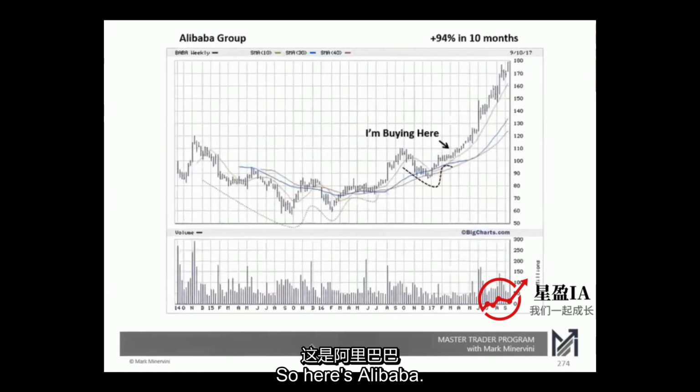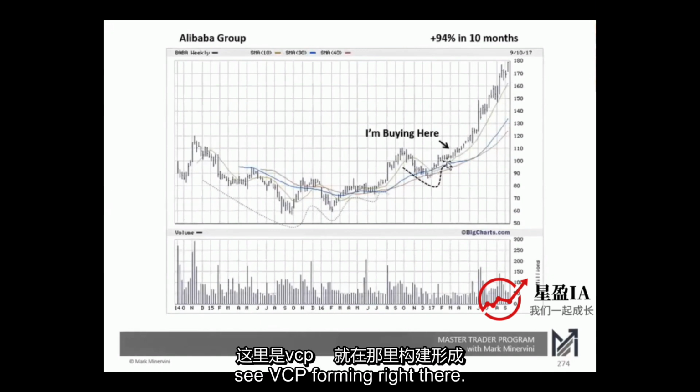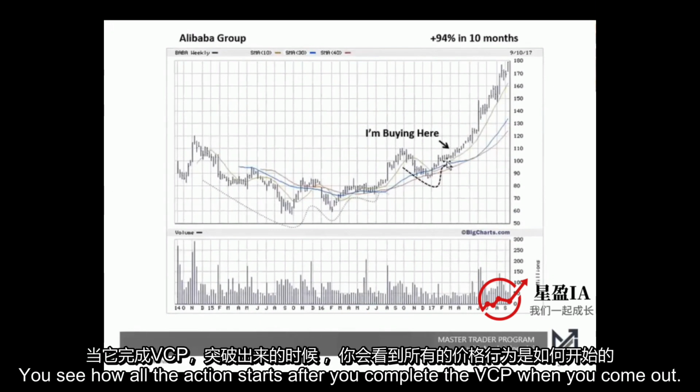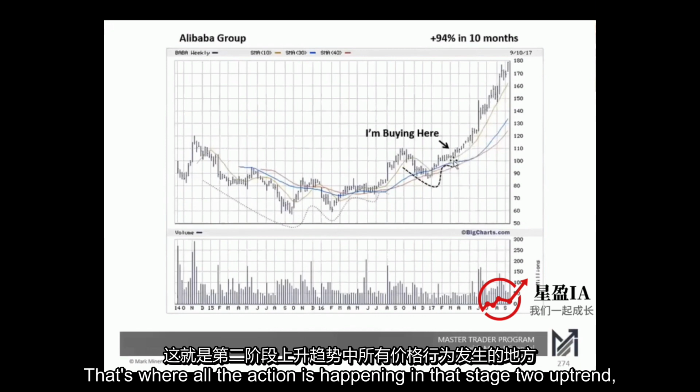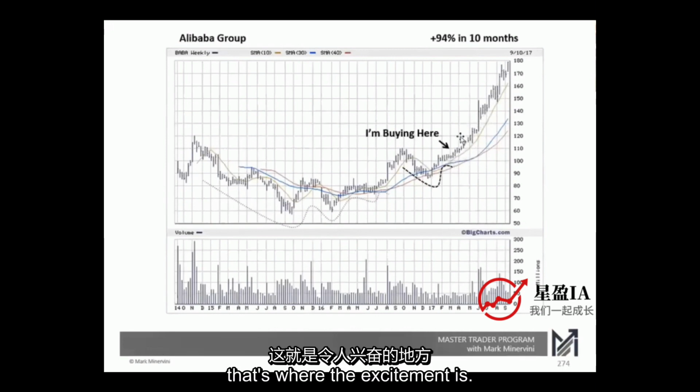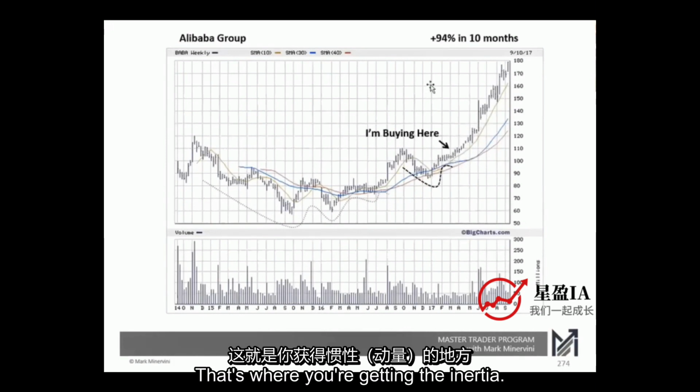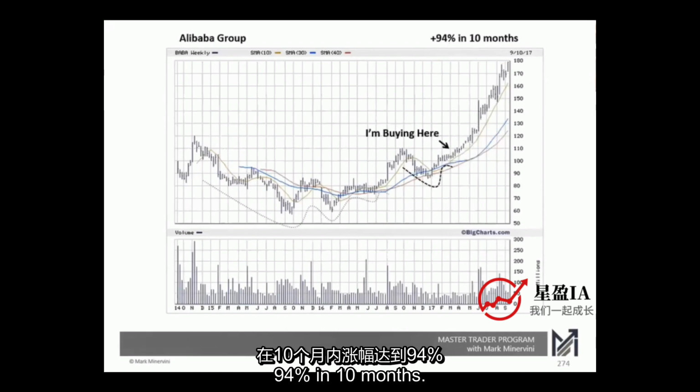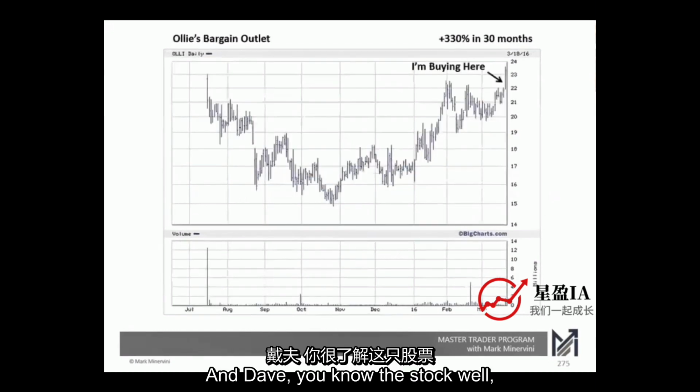So here's Alibaba. Again, look at this big base. See, VCP forming right there. You see how all the action starts after you complete the VCP. And when you come out, that's where all the action is happening. And in that stage 2 uptrend, that's where the excitement is. That's where you're getting the inertia. 94% in 10 months.